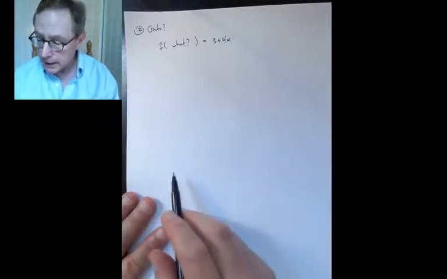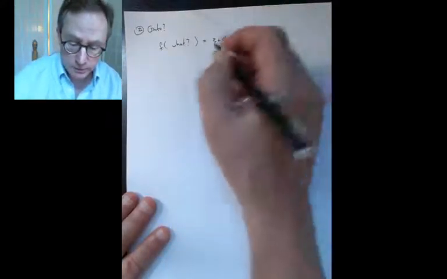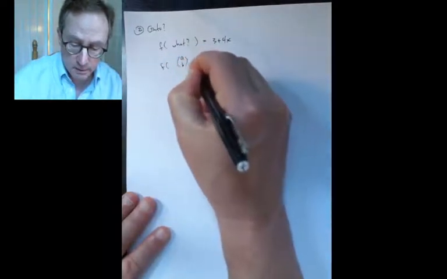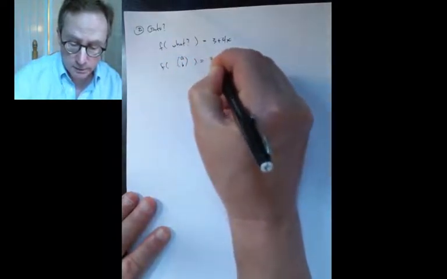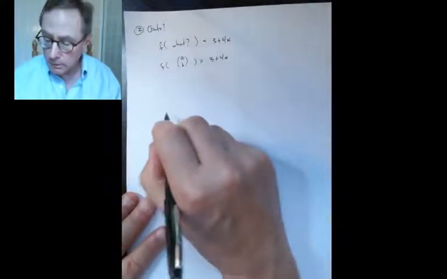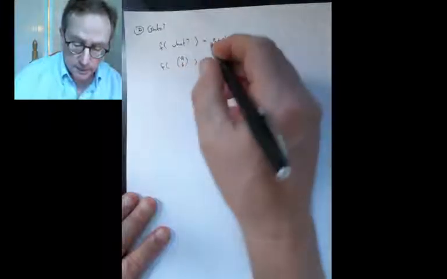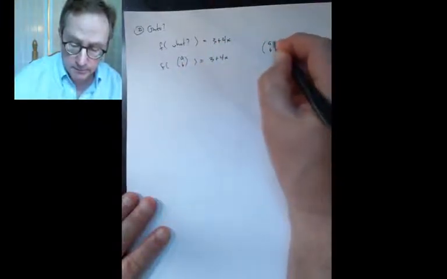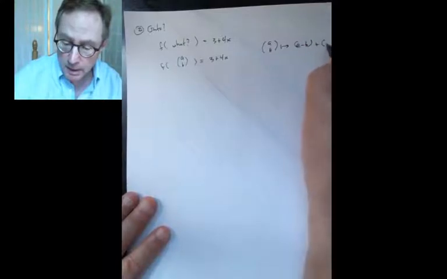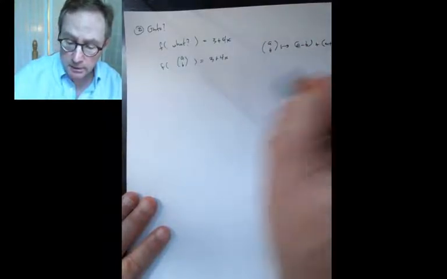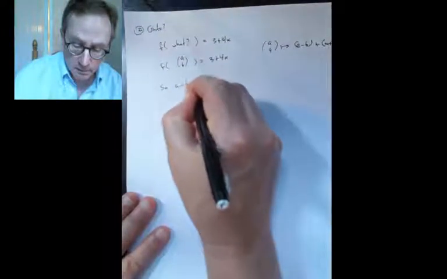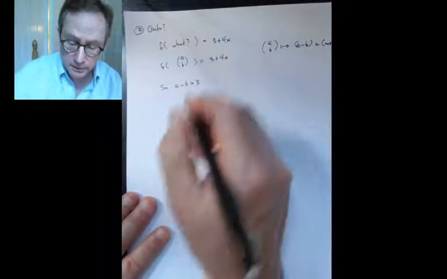Okay, so I need that a minus b equals 3. So I'm looking at f of ab equals 3 plus 4x, and I'm asking what are a and b. So of course I need that, you remember that ab maps to a minus b, a plus bx. So I need that a minus b is 3, and a plus b is equal to 4.